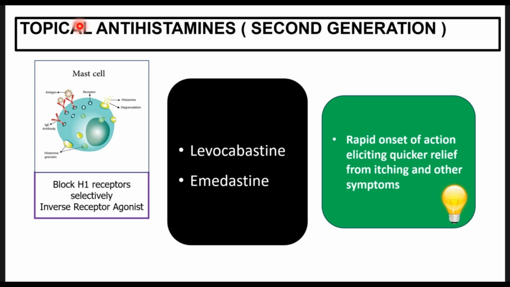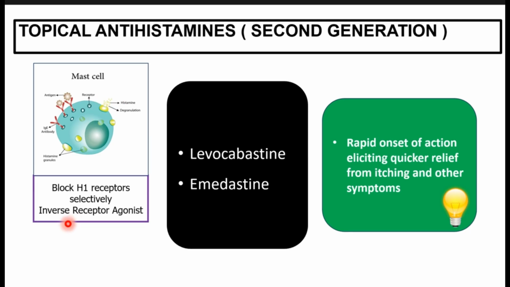Now over here in the topical antihistamine category, we are basically using the second generation antihistamines, right? So what do we know? We know that we have these mast cells, okay? And these mast cells basically act via the H1 receptor. So they have this H1 receptor on which histamine is going to bind, and then there will be degranulation of all the preformed mediators, right? Which will cause allergy. So topical antihistamines will block the H1 receptors selectively, okay?